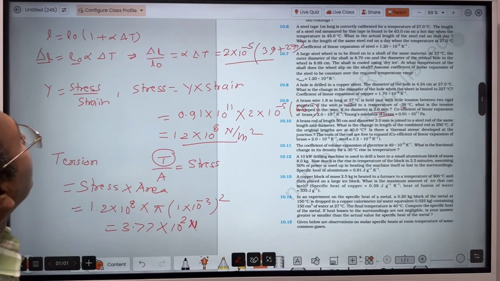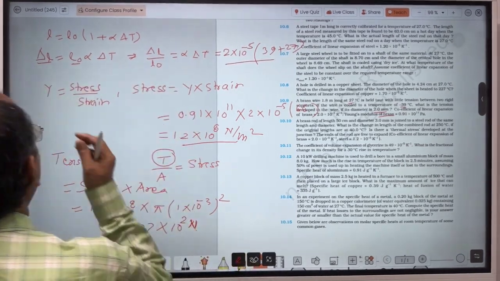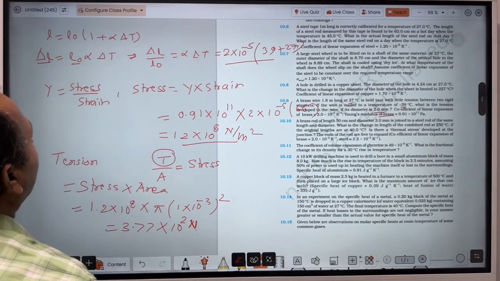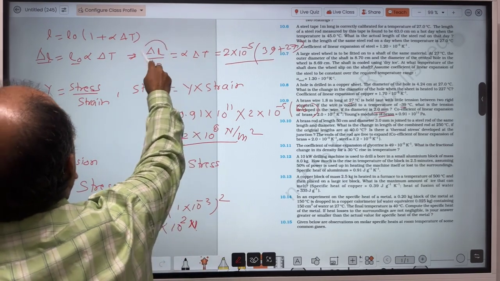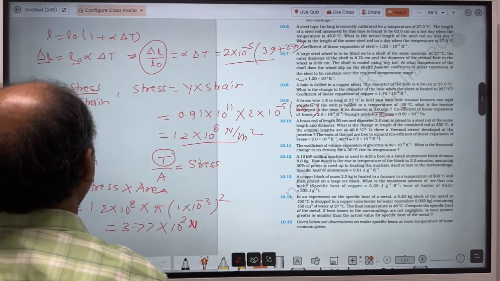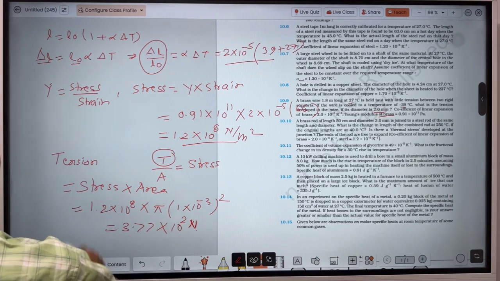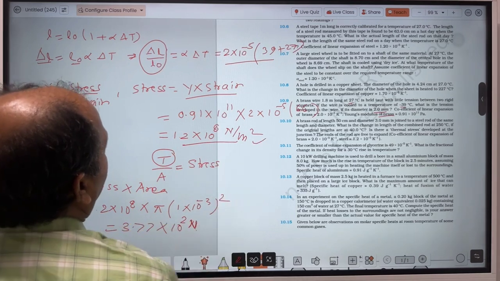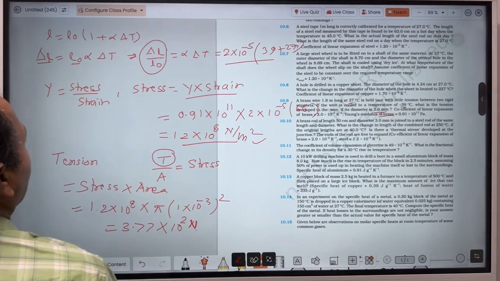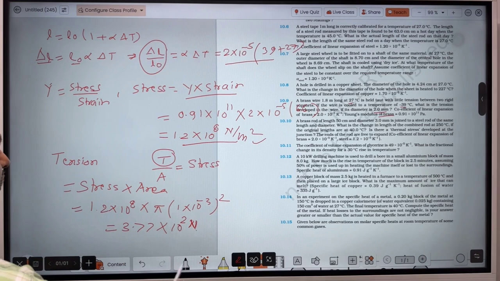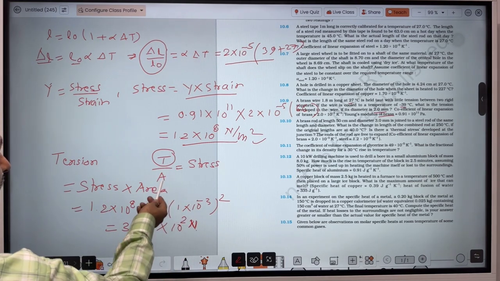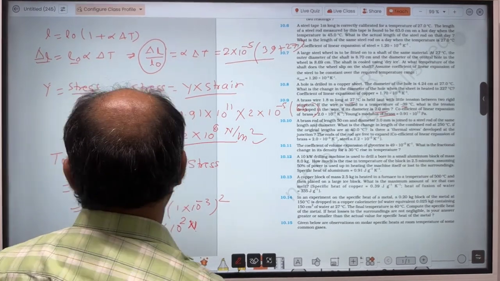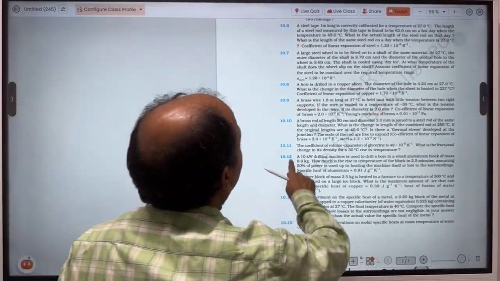So the question is a little complicated, because the concepts involved are, number one, L equal to L0 (1 plus alpha delta T), and you have to evaluate strain from here. Then the relation Young modulus Y equals stress upon strain, from which we evaluate stress. After that we have to find the tension, and stress equals force upon area, so stress into area will give tension. So we have got the answer. Now we are going to see the next question.